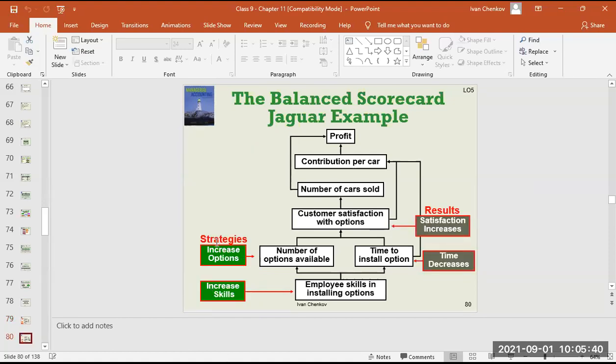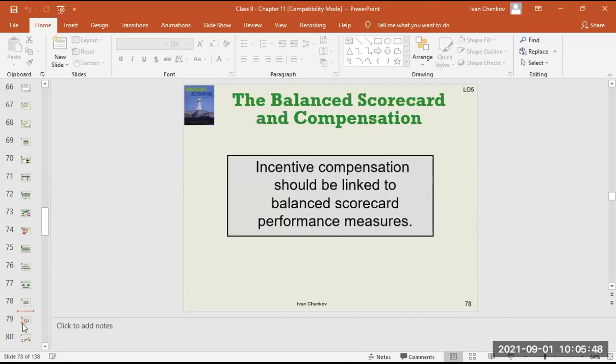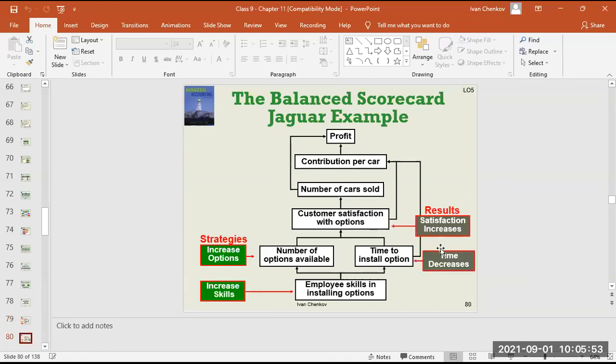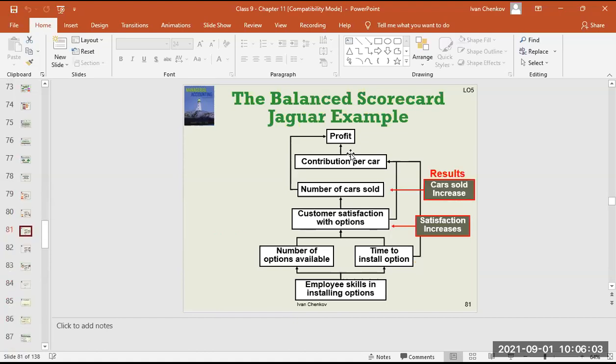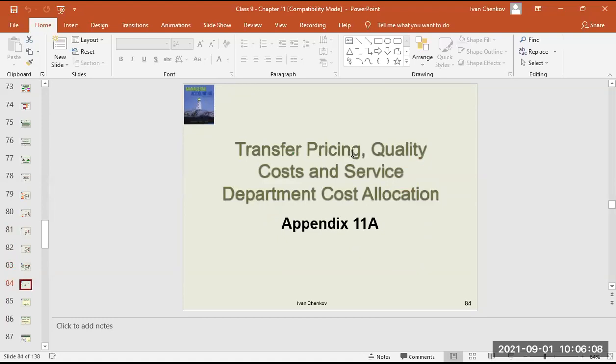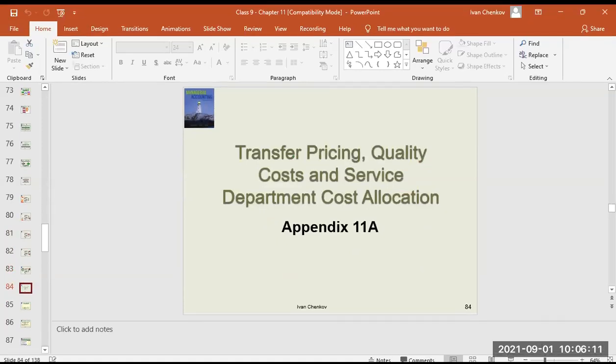Now, obviously, as you can see, the strategies are in the learning and growth and internal business perspectives. And the results you're going to see on the customer satisfaction, and then they are going to be transferred to the financial measures. So that concludes this chapter. However, I'm going to stop this video now. Let me stop this recording.